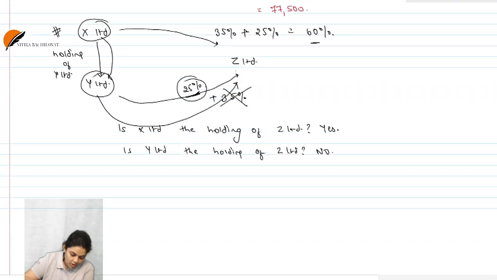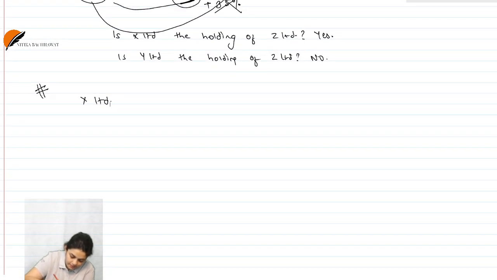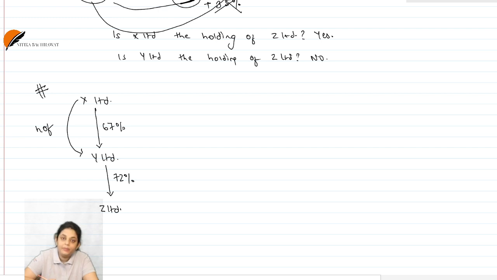Yes. Moving on to the next, let's take another case. X Limited holds 67% of Y Limited. I can say X Limited is the holding of Y Limited. Yes or no? Yes. Y Limited holds 72% of Z Limited. Can I say Y Limited is the holding of Z Limited? Yes. Can I say X Limited is the holding of Z Limited?